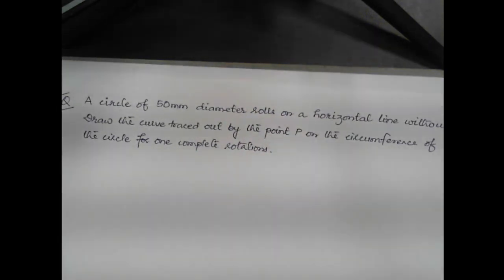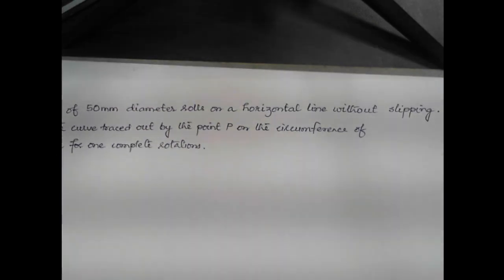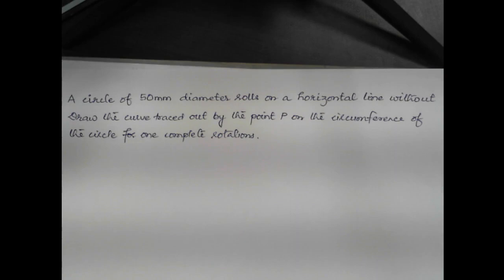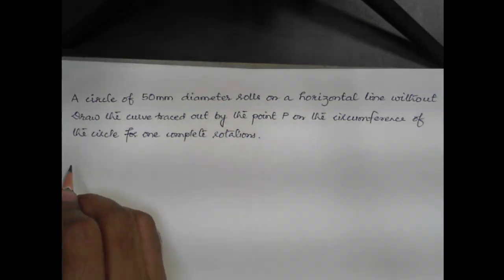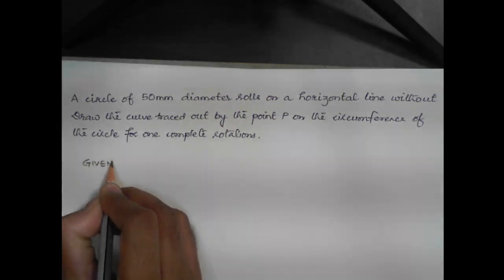Let us see. There is one question. A circle of 50 mm diameter rolls on a horizontal line without slipping. Draw the curve traced out by the point P on the circumference of the circle for one complete rotation. Let us see what all things are given in the question. What are the given quantities?